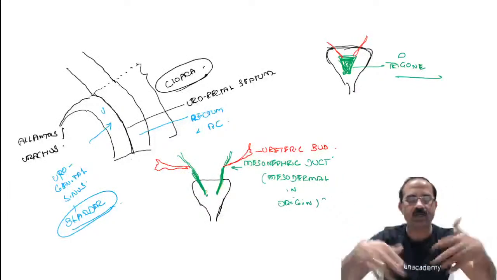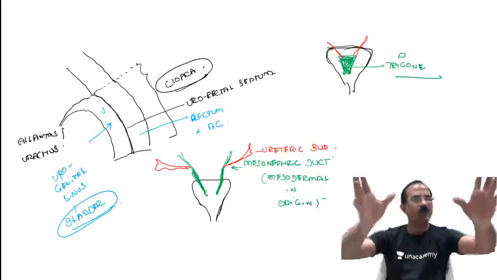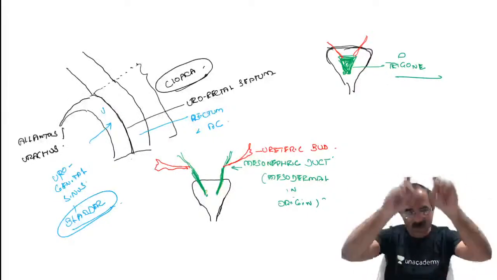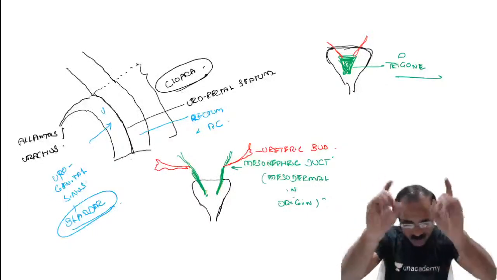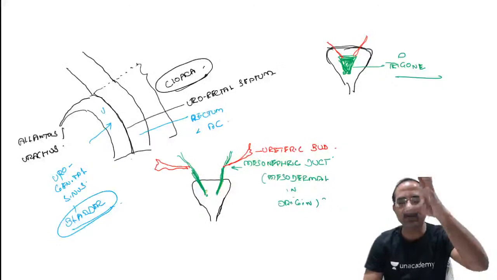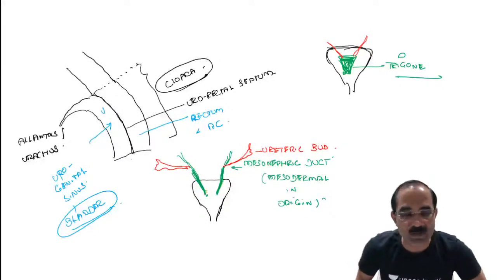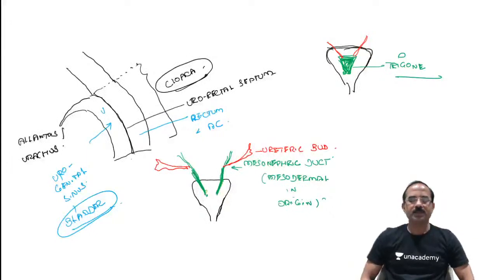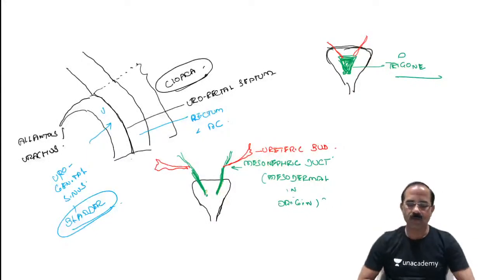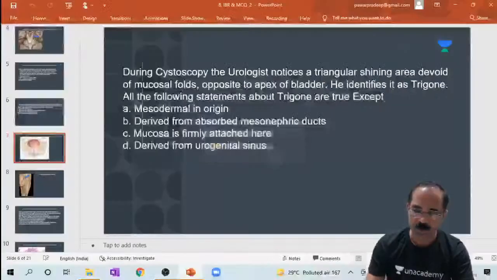And mesonephric ducts are what in origin? These are mesodermal in origin, and that is how we say the entire bladder is endodermal in origin except the trigone, which is mesodermal in origin, derived from mesoderm. I hope this is clear to all of you.